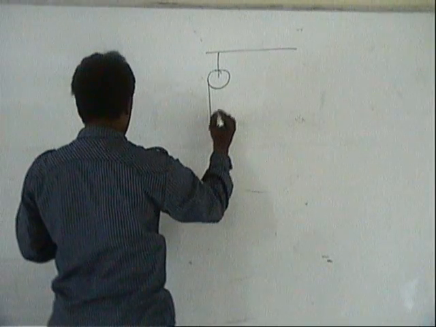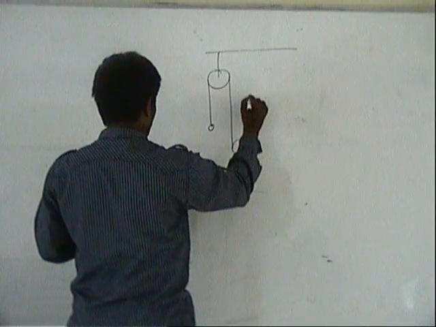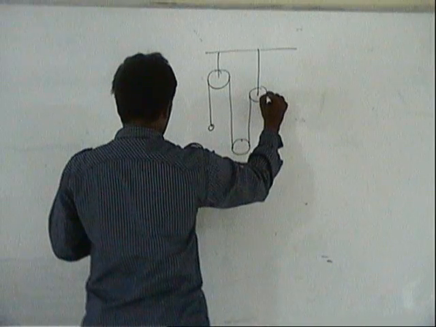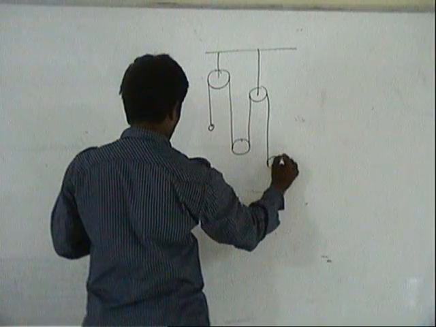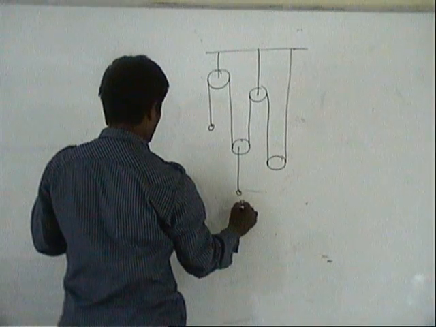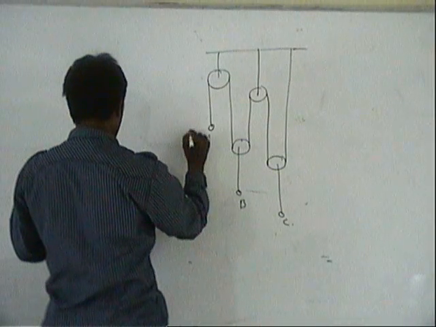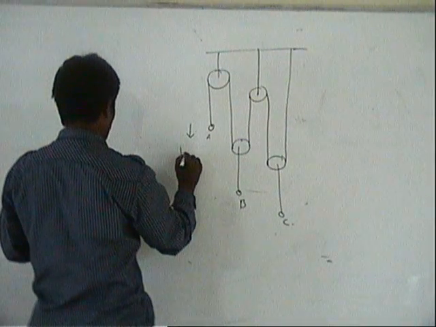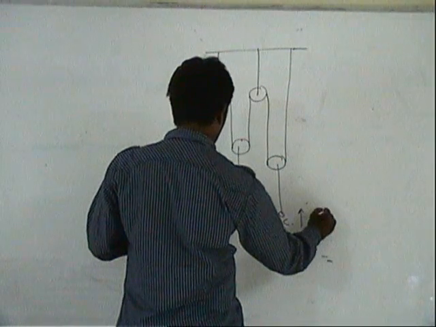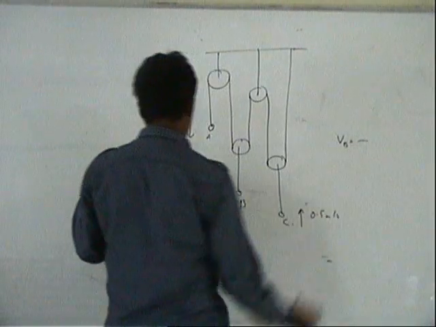Stress. Once you know this, the remaining you can easily deal with. And this is in contact of top. Here we have B block, here C, here A. A is having a velocity at a particular instant 1 meter per second. C is having a velocity 0.5 meter per second. I want the velocity of B at that instant.